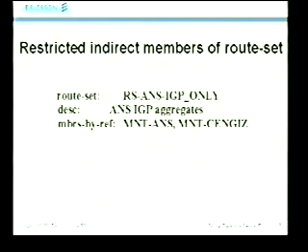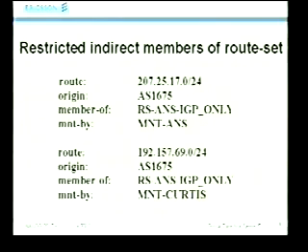Here I have the same route set, but now I've put in members-by-ref: MNT-ANS and MNT-Cengiz. These are now maintainers. Look at these two route objects. Both of them have an attribute member-of. Both of them say they're a member of a route set. But this is maintained by MNT-ANS. This is maintained by MNT-Curtis.